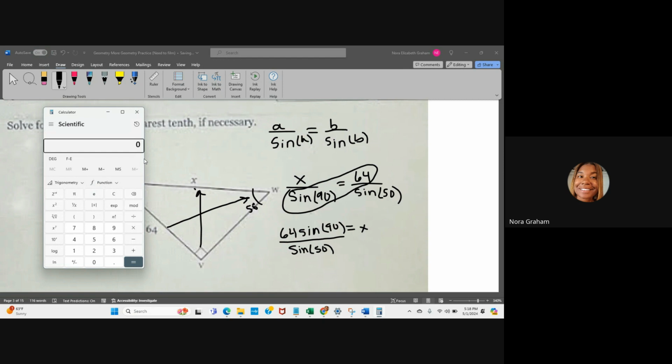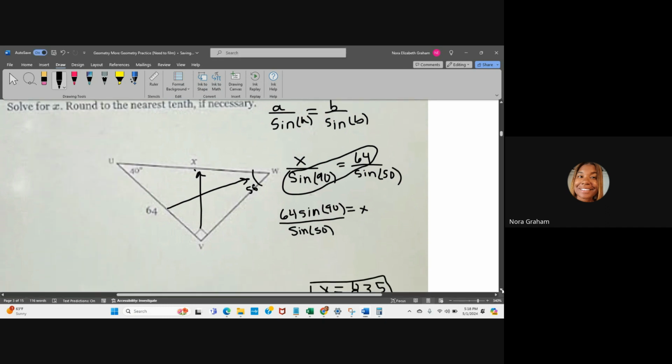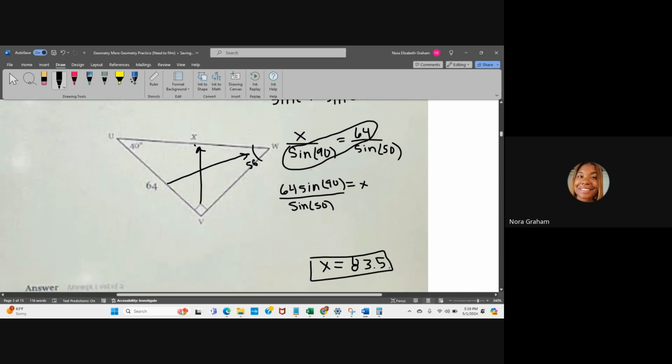Okay. So for this one, I'm going to do 64 times, and then I have to put in 90 first, and then my trig function, which is sine. And then divide that by 50, and then sine. Okay. And our answer is going to be 83.5. Okay, because they wanted us to round to our nearest tenth. And I have that answer right here, 83.5.